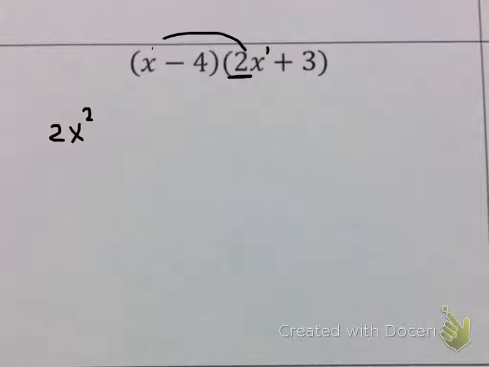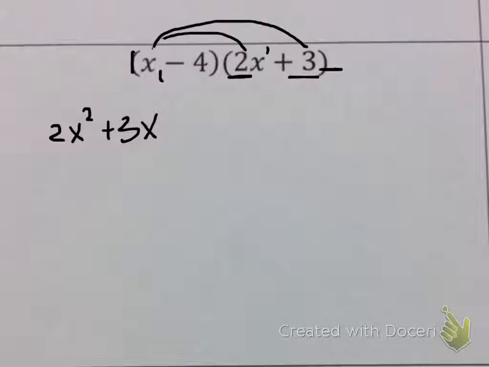Now we are going to distribute our x to this last term, which is a 3. So 1 times 3 is 3. And then we're just going to add our x to the end because this has nothing behind it.